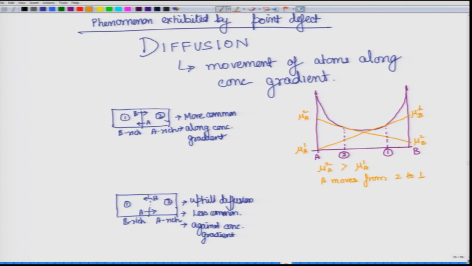Over here what we see is that mu B1 is greater than mu B2. So, for the same reasoning B moves from 1 to 2. So, this also happens to be along the concentration gradient. Now, let us look at the other case.